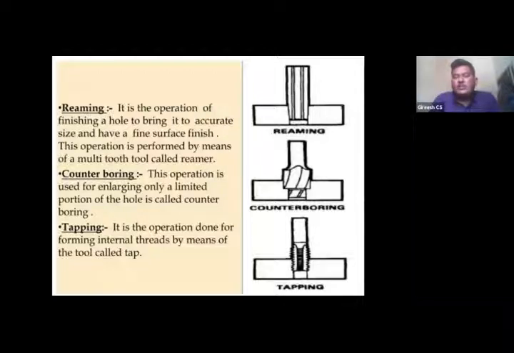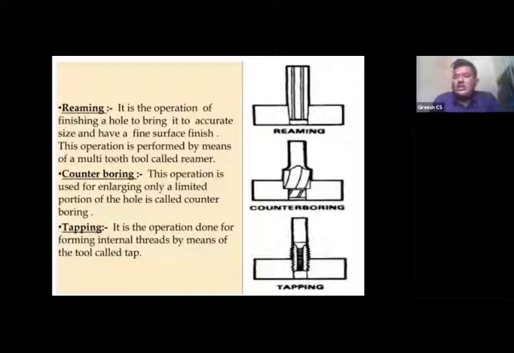Next, counter boring. Counter boring is the operation used to enlarge only a limited portion of the hole. It is similar to counter sinking, where in counter sinking you enlarge one end of the hole by providing a conical surface, whereas in counter boring a cylindrical surface will be produced. Suppose you have two sections: at the bottom section the diameter of the hole is less, at the top section the diameter of the hole is more.